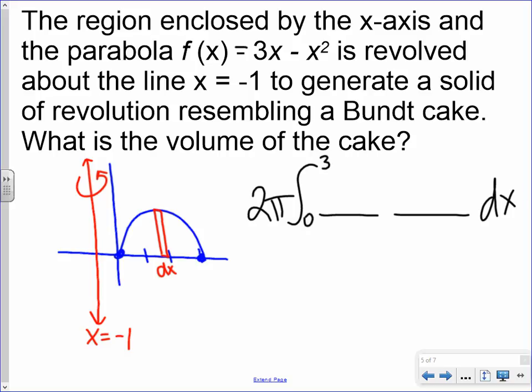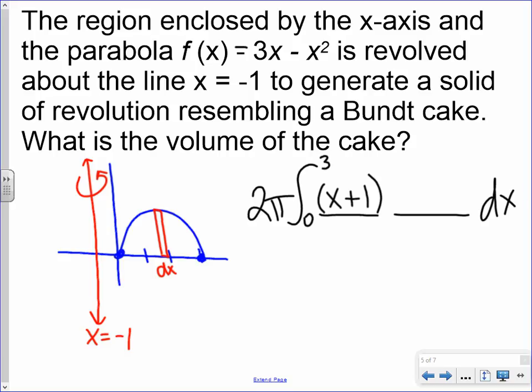Our radius. Who wants to take a shot at the radius? Austin. Isn't it x plus 1 or x minus -1? Austin is saying x plus 1 or x minus -1. I agree. You agree? I wrote it 1 plus x. Okay. 1 plus x, x plus 1, x minus -1. They all mean the same thing, right?